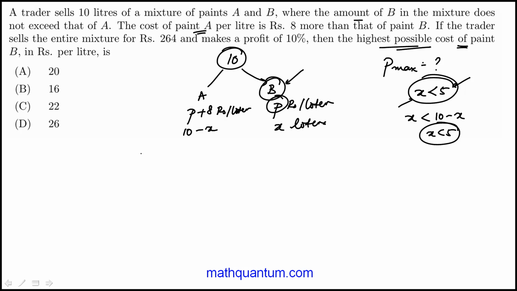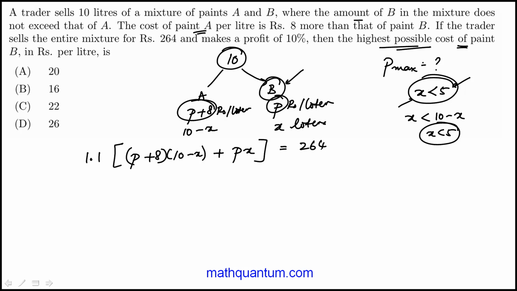So that's one constraint. Now the profit here is 10%, so the cost would be the price per liter times the number of liters. And the same thing for paint B, Px. And then the profit is 10%, so we have a multiplier of 1.1. 1.1 times cost is 264.